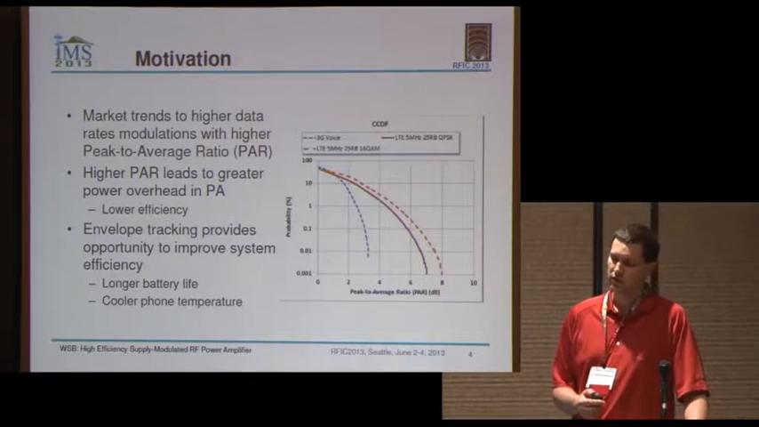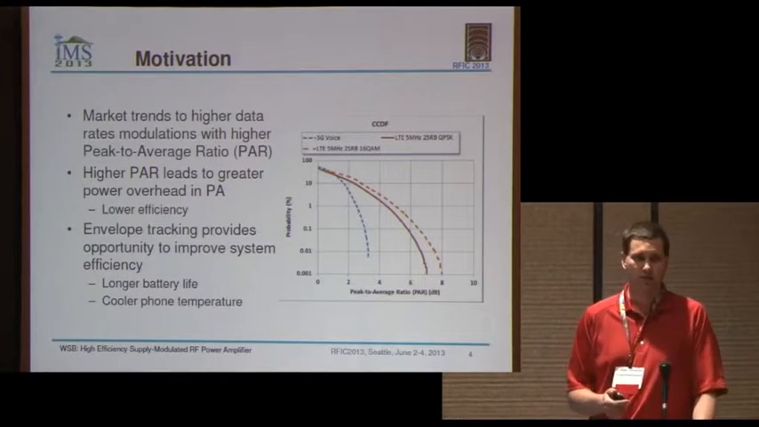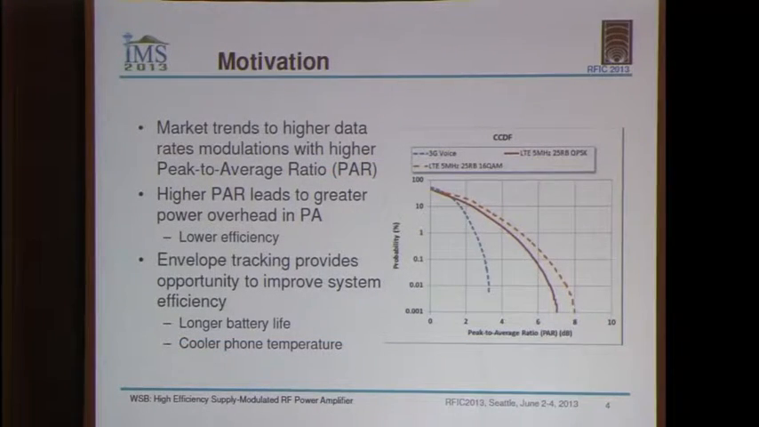In the first step, we'll talk a little bit about the motivation for envelope tracking in the cellular space. My work is based in the cellular handset PA world or solution space. And as the market trends toward higher data rate modulations, to the PA designer, that typically means higher peak to average ratio signals. I've included a CCDF plot of a couple of modulations here.